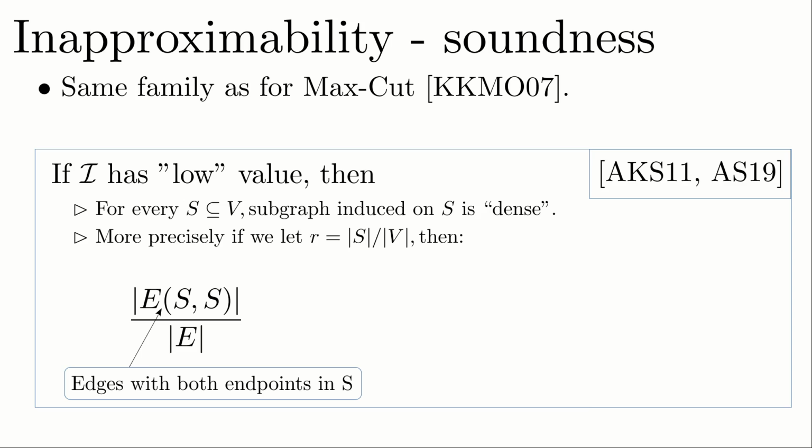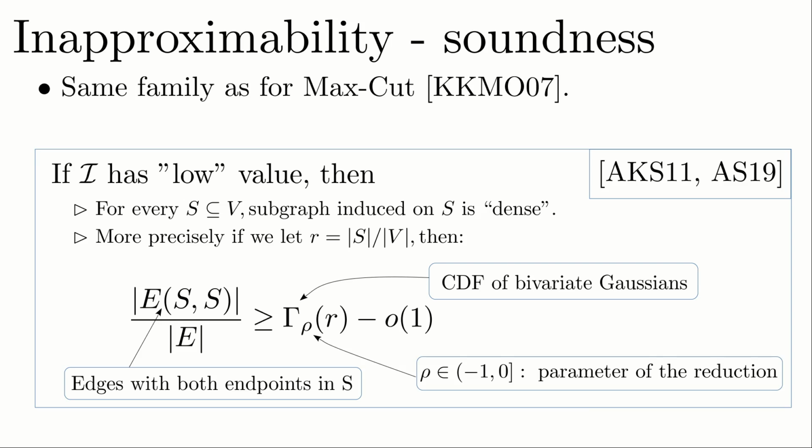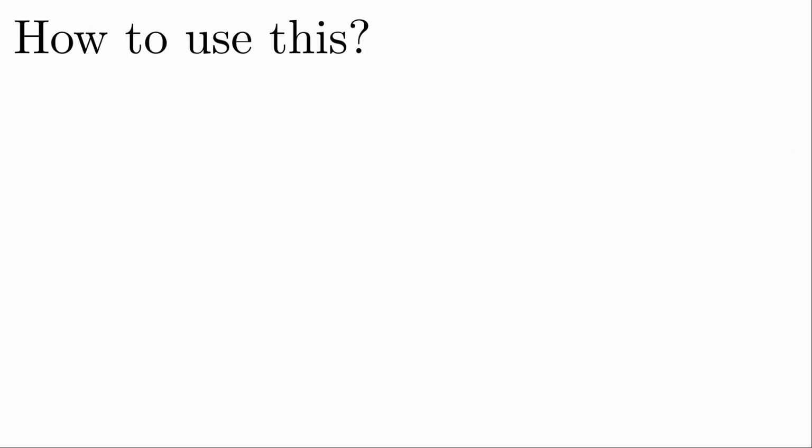The total number of edges with both endpoints in S, divided by the total number of edges, is at least gamma rho of R minus some lower order terms, where gamma has to do with the cumulative density function of bivariate Gaussians, and rho is a certain parameter of the reduction that lies between -1 and 0. Now the question is, how do we use this?